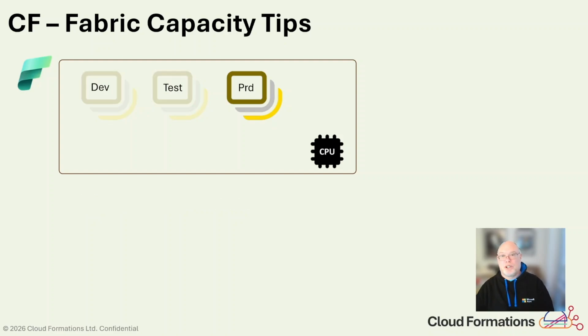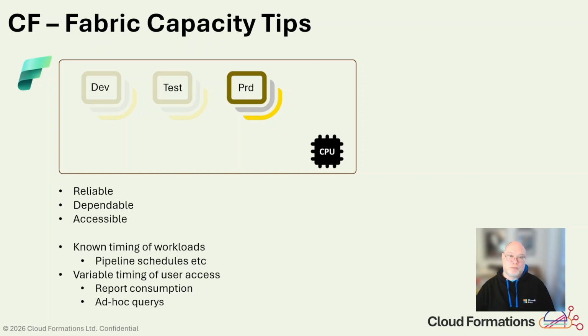Now, I'm going to argue that you want your production to be reliable, dependable, accessible. Really nice words that end in "able," which is good because that's your production environment. You want it to be nice to use by the rest of the organisation, nice to use by the users. And in your production environment, you should have a known timing of workloads. I'm talking about pipeline schedules, how much data is going to be roughly coming through, when it's scheduled to come through. So you should have a nice idea of what's going on in production.